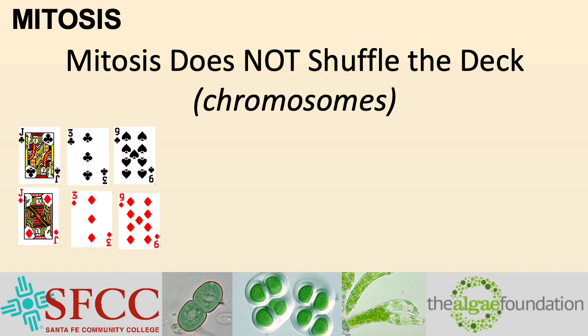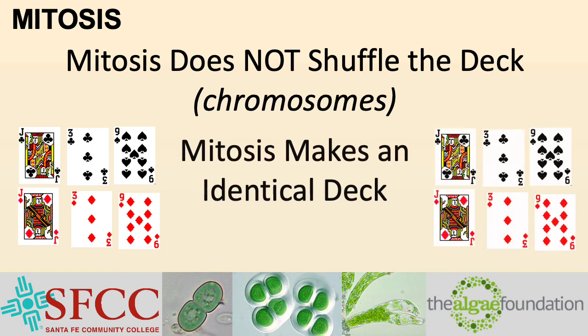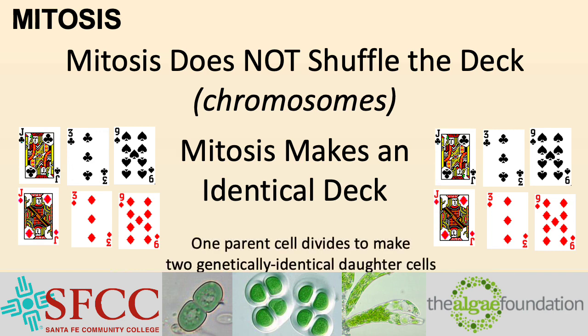Mitosis does not shuffle the deck. It does not mix up the chromosomes. Mitosis makes two identical decks, or two identical genomes. One parent cell divides to make two genetically identical daughter cells. Remember, there is no genetic exchange during mitosis. What you start with is what you end up with, just more of it.